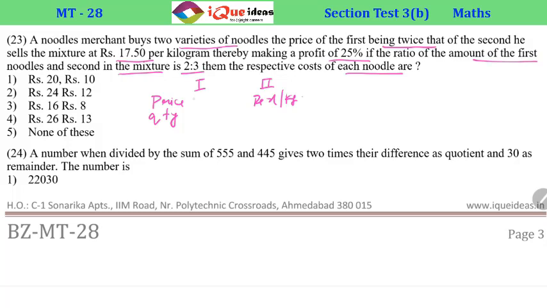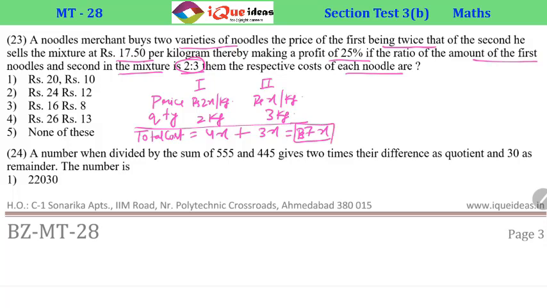And the first one's price automatically will become rupees 2x per kg. Now the ratio of quantity is given 2:3. So let's say the first one is 2 kg and the second one is 3 kg. So the total cost will be 2x into 2, that is 4x rupees, plus x into 3, that is 3x. So it is 7x rupees. This is the total cost.